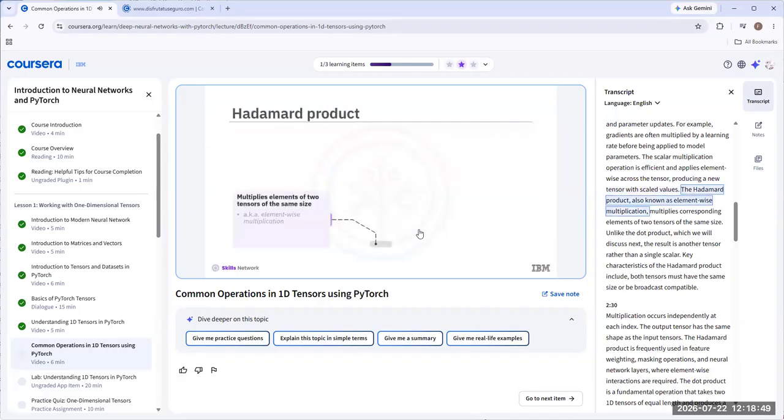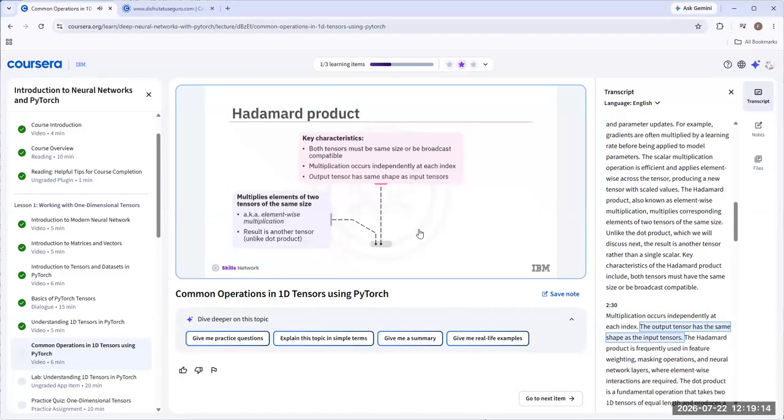The Hadamard product, also known as element-wise multiplication, multiplies corresponding elements of two tensors of the same size. Unlike the dot product, which we'll discuss next, the result is another tensor rather than a single scalar. Key characteristics of the Hadamard product include: both tensors must have the same size or be broadcast compatible. Multiplication occurs independently at each index. The output tensor has the same shape as the input tensors. The Hadamard product is frequently used in feature weighting, masking operations, and neural network layers where element-wise interactions are required.